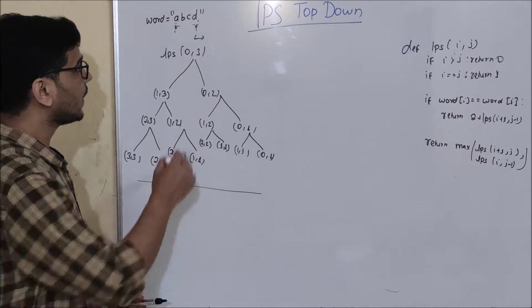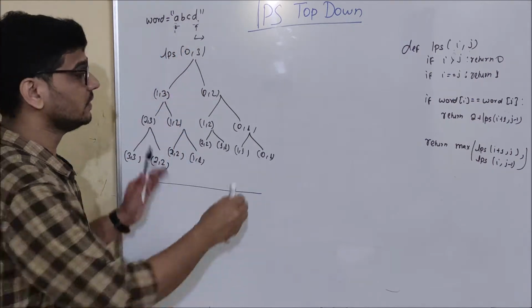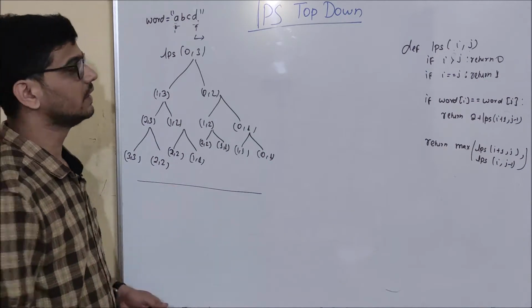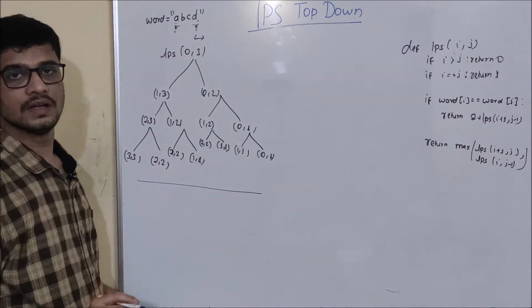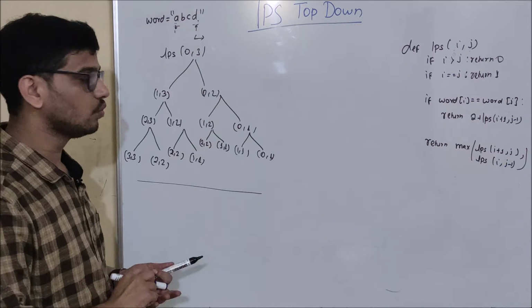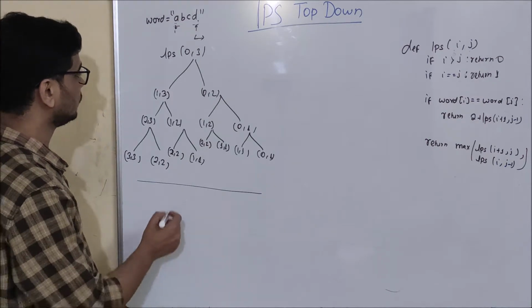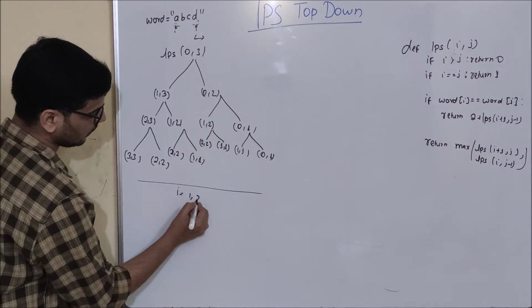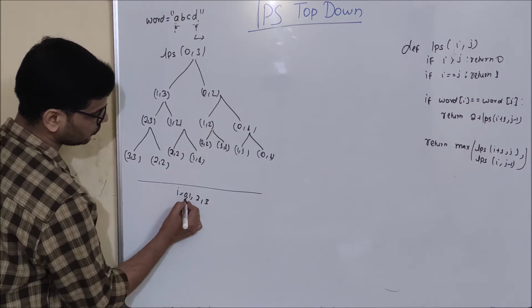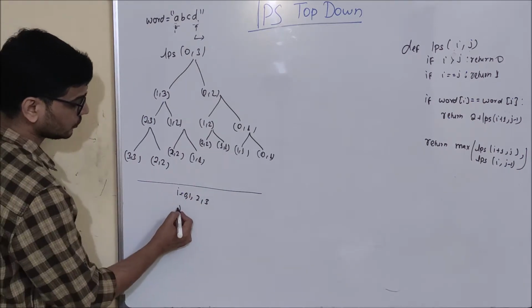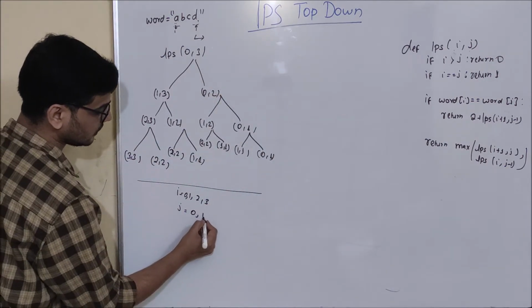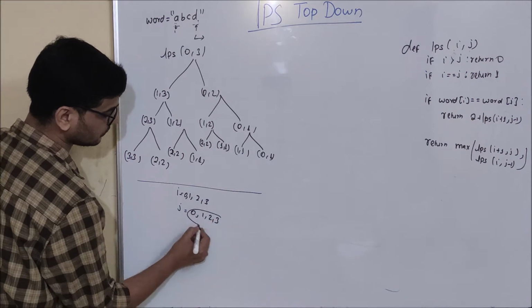And why have I taken this particular example? In this example, my tree will grow to its fullest. That is the worst case, where we have an LPS of length 1. So as you can see here, my I is taking 4 different values: 1, 2, 3 and 0. Similarly, if you see this side, you will find that J is also taking 4 different values.